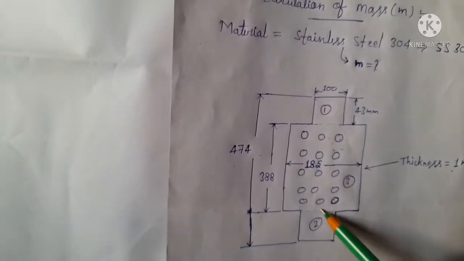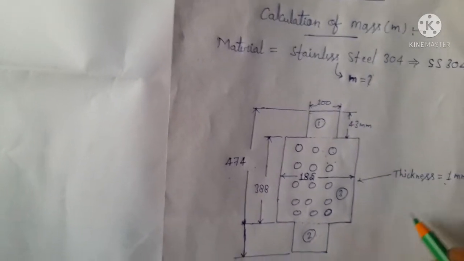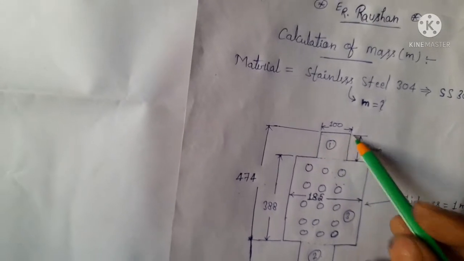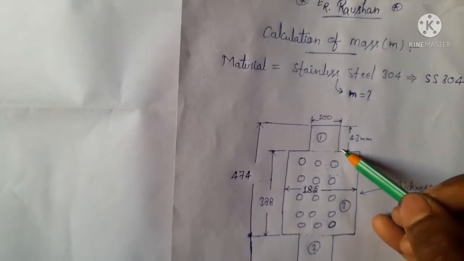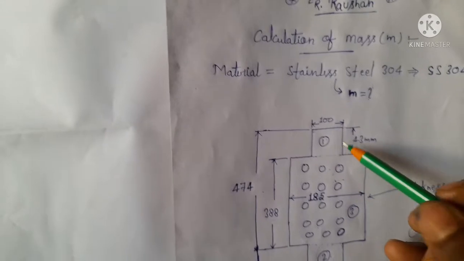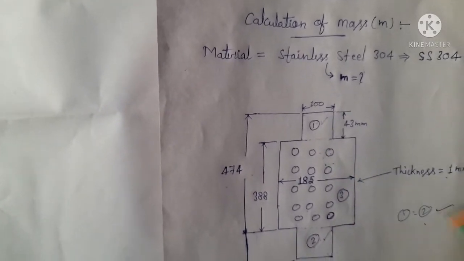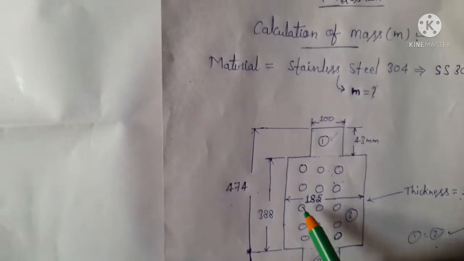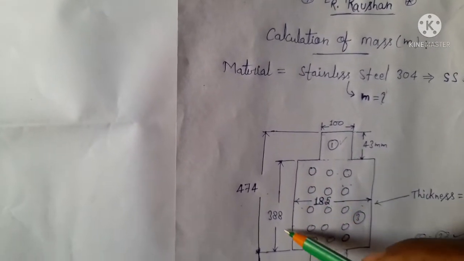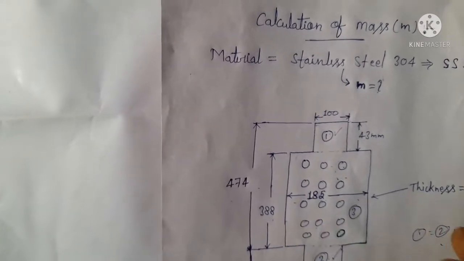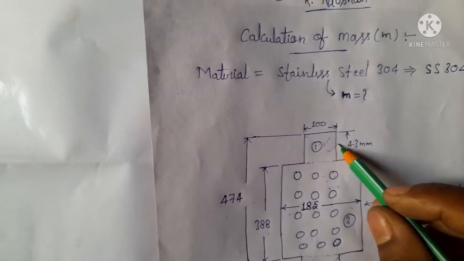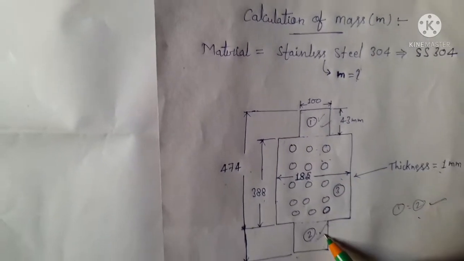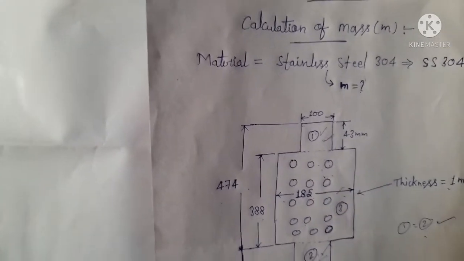This is the first and this is the second, and the first and second are equal. This is also 100, this is also 100, this is also 43, and this is also 43. So these areas are equal. And this is also a rectangle, with width 185 and length 388. So first you calculate this rectangle area, this rectangle area, and then this rectangle area.